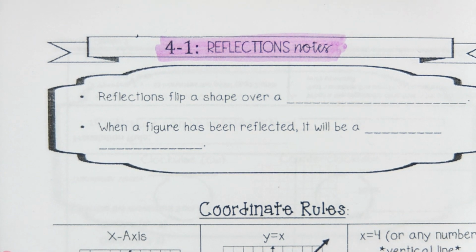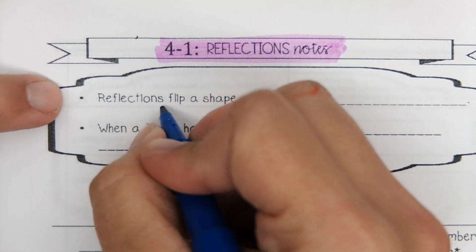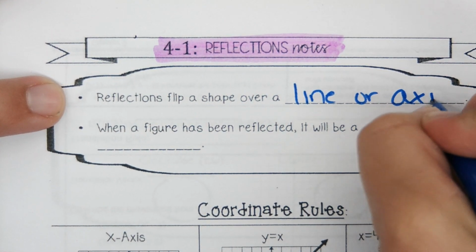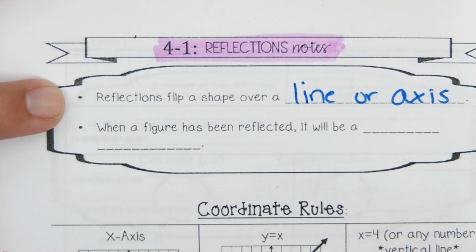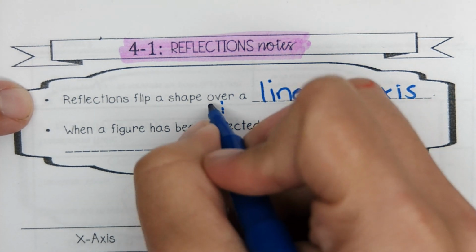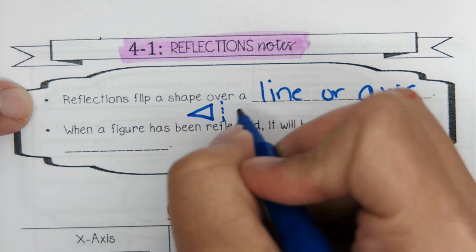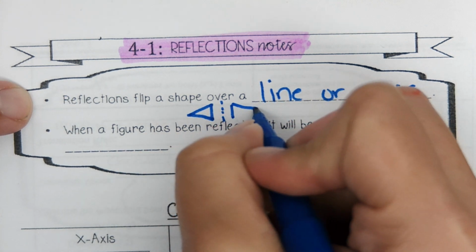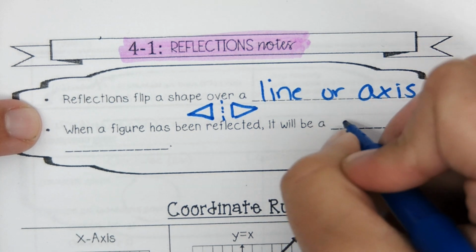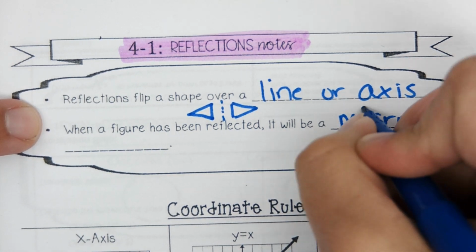Okay, so what is a reflection? A reflection is when you flip a shape over a line or axis. So for example, a dotted line right here, if you have a shape like a triangle, and you just flip it over the line like this. It's like a mirror image. When a figure has been reflected, it will be a mirror image of itself.